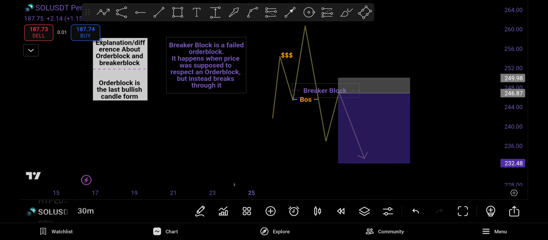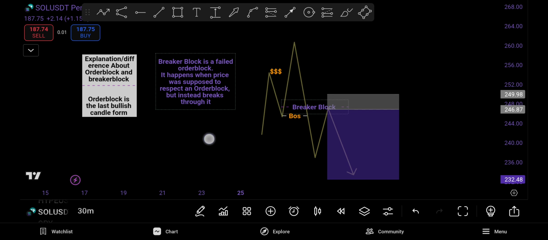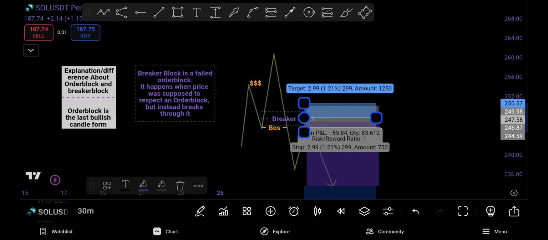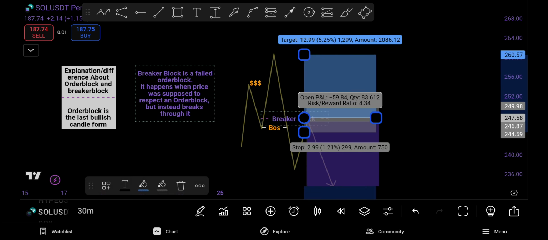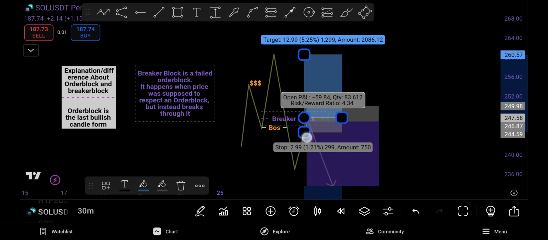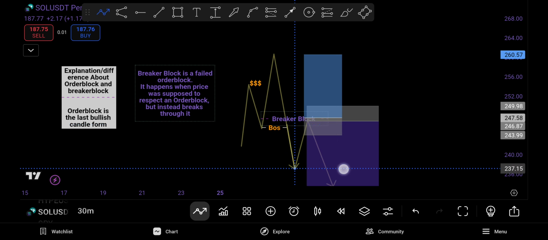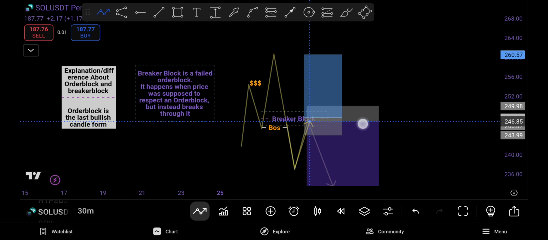So this is how it's going to be, instead of it being like this before. Because as I said, we were supposed to look for a buy direction for our order block. But the price broke our order block, then it becomes a breaker block.